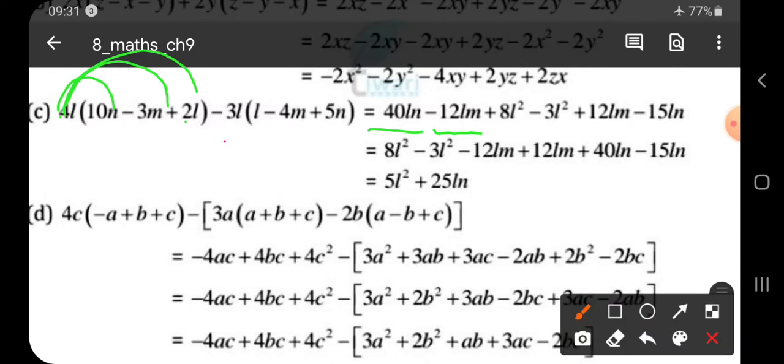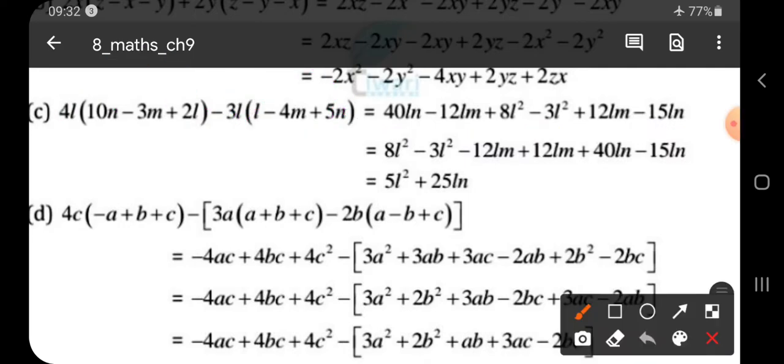Then the second term. Here a minus sign is there, so you have to consider this minus sign in the multiplication. 3L into L, so it's minus 3L square. 3L into minus 4M: 3 4s are 12LM, but plus, because minus minus is plus. Minus 3L into 5N: minus, plus, minus here, and 3 into 5, 15Ln. Okay, so multiplication done.